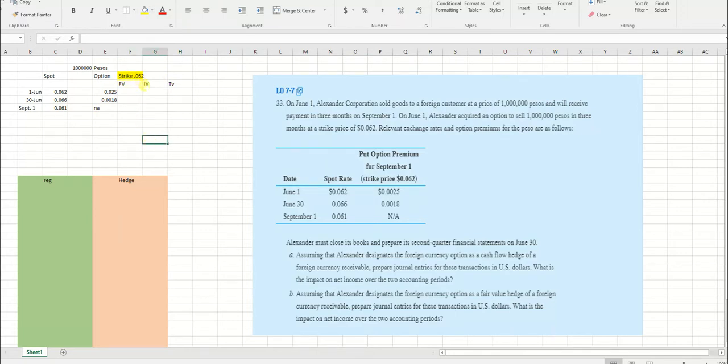And then I've got fair value, intrinsic value, and time value. So the first thing that we're going to do is fill out this table here before we even start. But on June 1st, they sold goods to a foreign customer at a price. So this is accounts receivable sales entry. So I'm going to receive foreign currency. So here I'm going to sell my foreign currency. Notice I received my foreign currency, so I need to turn around and sell it. So this one was a sale, so I'm going to have a sales of a foreign currency.